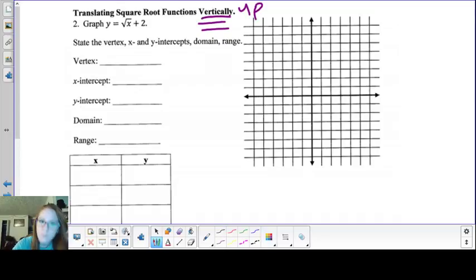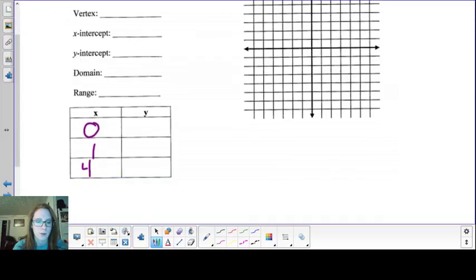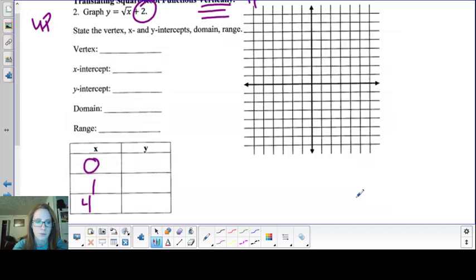So, since my 2's on the outside, he's going to be going up because he's positive. When I go up and down, my x values are not going to change. So I'm still going to use my 0, my 1, and my 4. Can you see that? Or is my face in the way? Okay, you can see it.